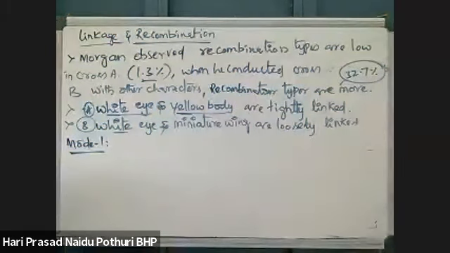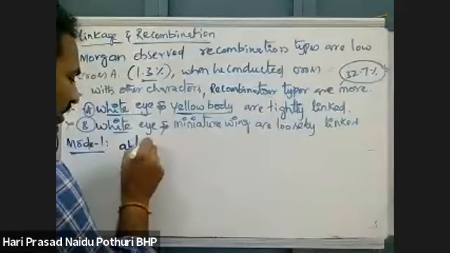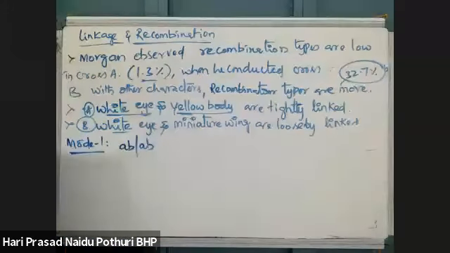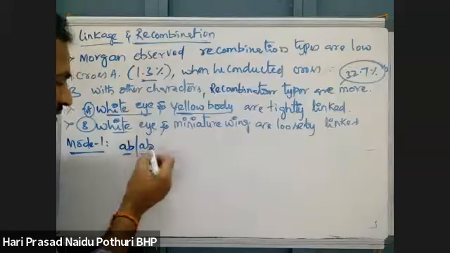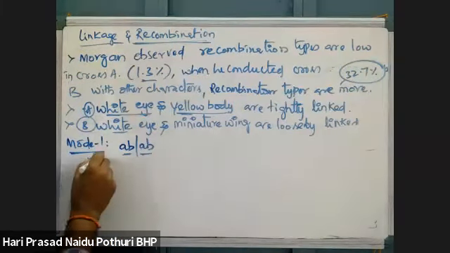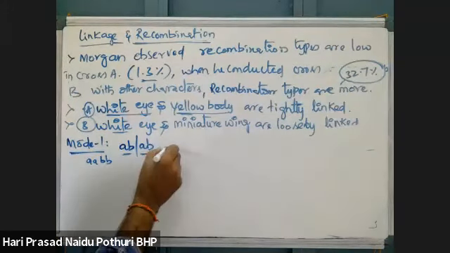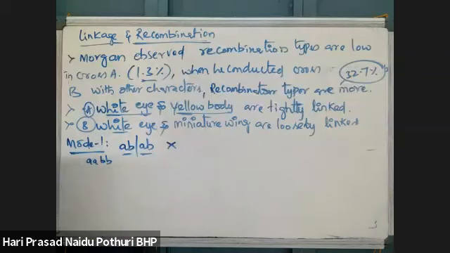Individuals are homozygous for AB genes. AB genes, homozygous. Homozygous for AB genes means both genes are AABB, like that. These homozygous individuals were crossed with the wild variety.